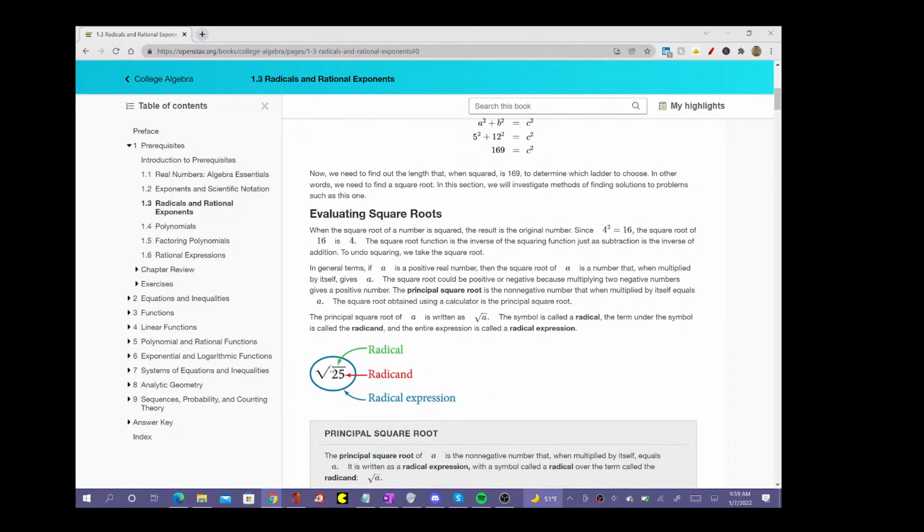This is the radical, so the radical is like the square root sign. The radicand is what's inside the radical, and the radical expression is the whole thing, right?